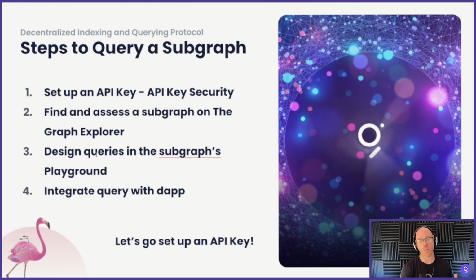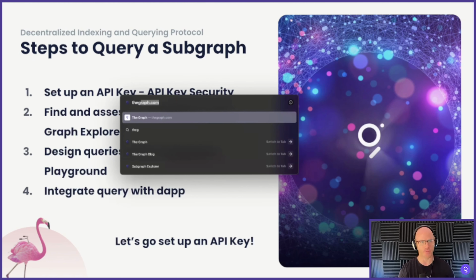And then also we will design some queries in the subgraph's playground and design those queries to send to that subgraph's endpoint and then get that response back. We'll play around with that a little bit. And then, as I opened with in this presentation, I showed you that repo where we could integrate the query with the dApp. I'll also bring that back up, and we can briefly go through that repo and show how to integrate queries that we've built with a dApp. So first things first, let's go ahead and set up an API key.